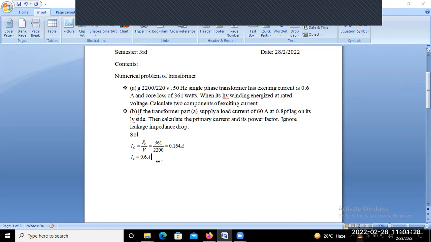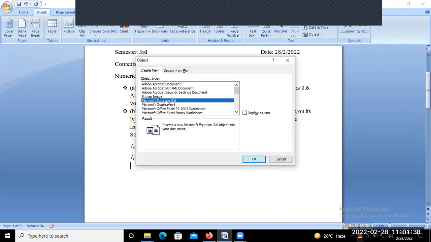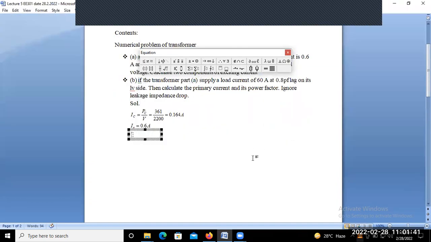Can we write exciting current equal to how much? Square root of I square minus IC square, is not? Yes. We already discussed this formula when we drew the phasor diagram. So IE, that is exciting current, is nothing but the vector resultant of the core loss component current and the magnetizing current component.